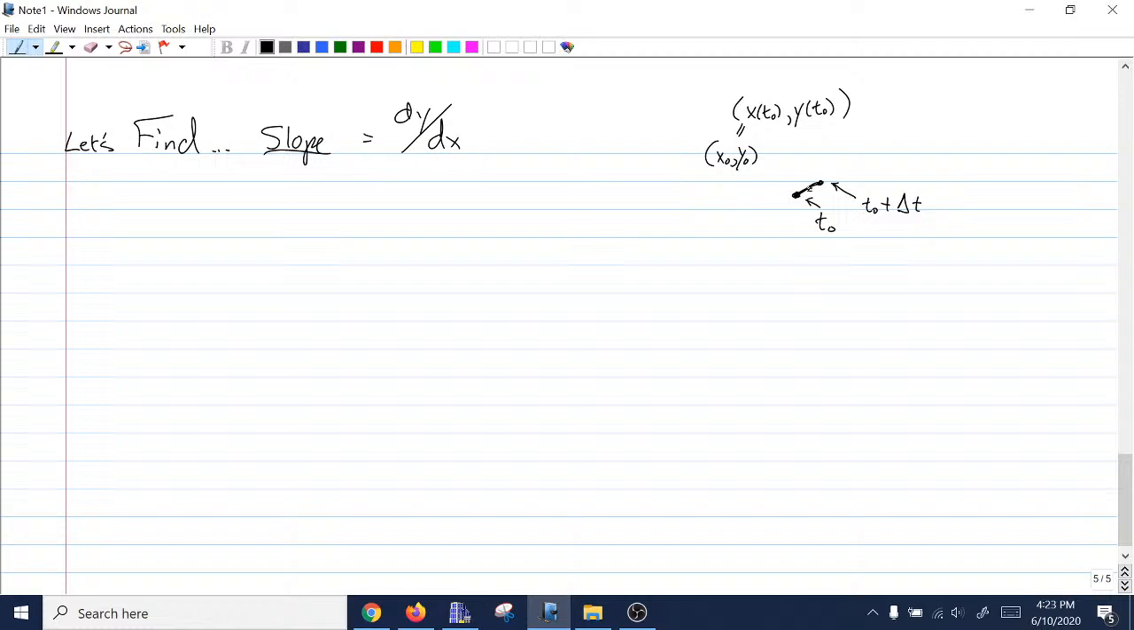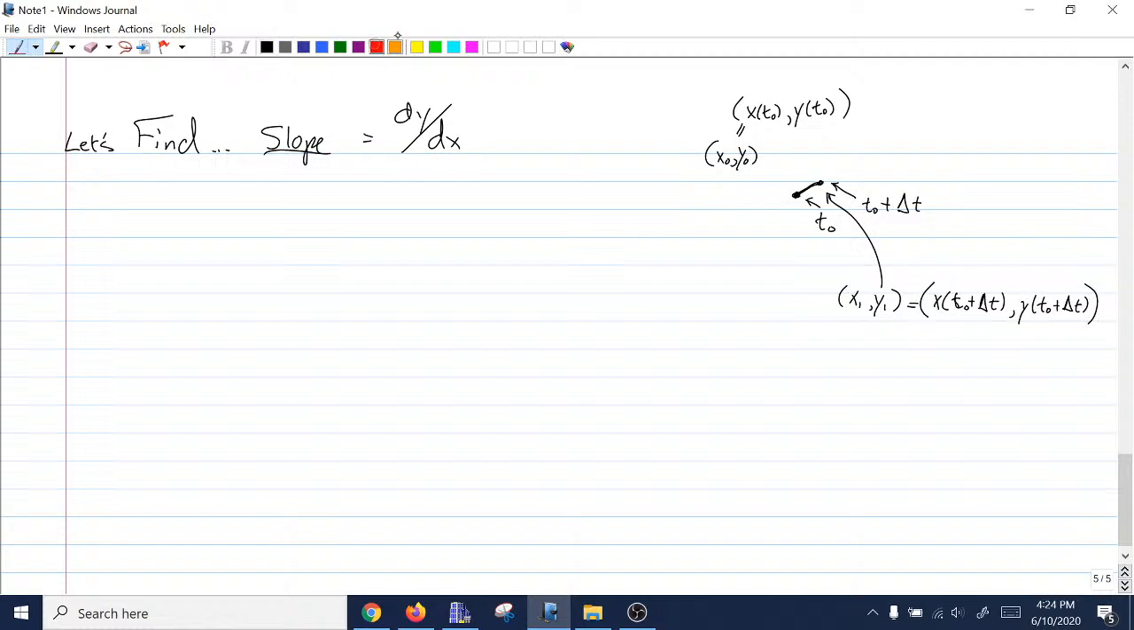So by wiggling my t value just a little bit, I got another point that should be nearby on my curve, assuming these x and y things are continuous, which seems like a bare minimum expectation if I'm hoping to figure out a slope of something. What is that new value? The coordinates of that new point, let's call it x1, y1, are x of t naught plus delta t, y of t naught plus delta t. I wiggled my t value by a little delta t amount.